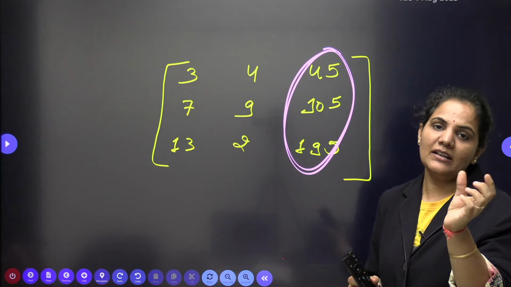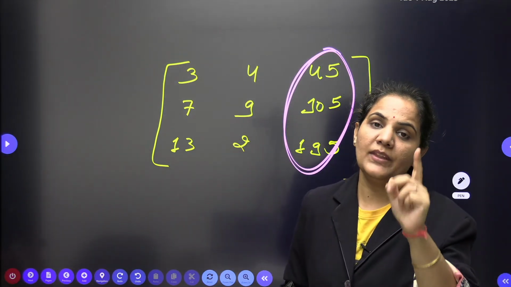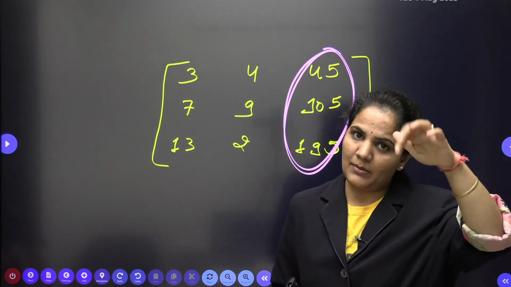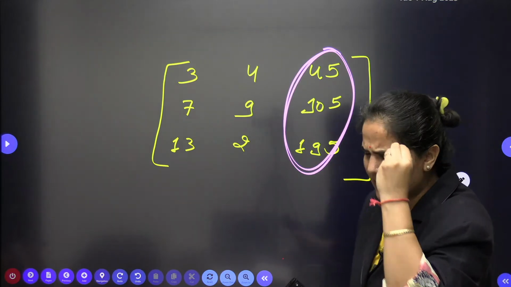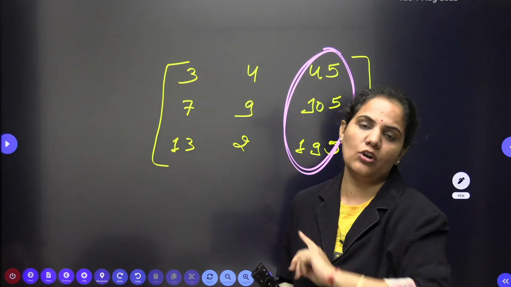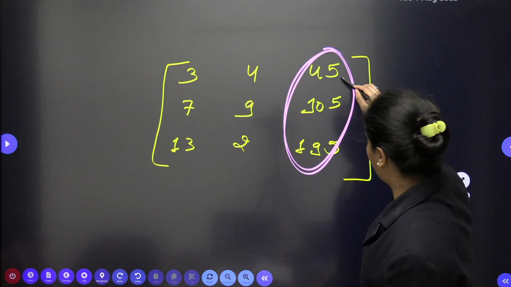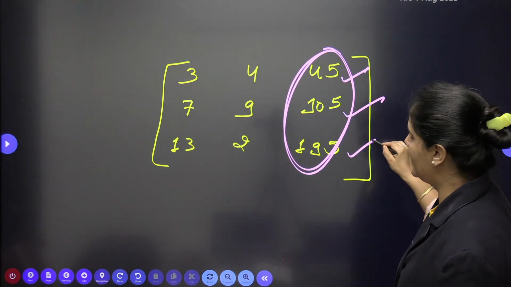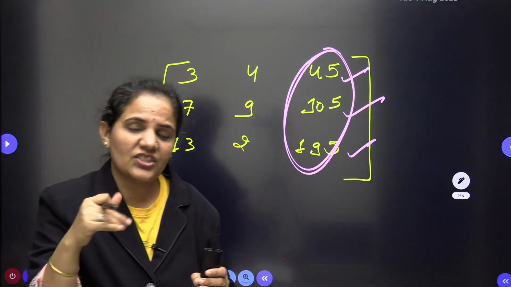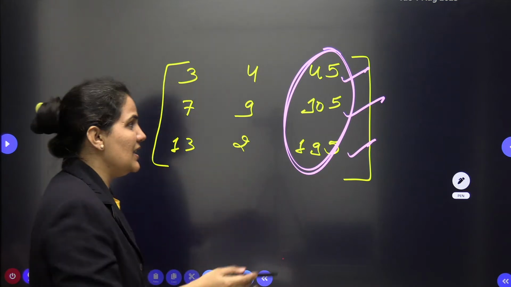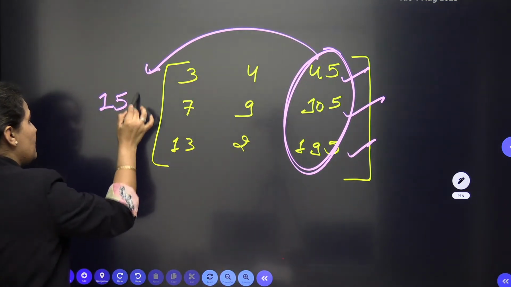So 100% we can take something common from this third column, whatever the answer. This gives me a hint: all three numbers are ending with 5, 45, 105, 195, so something common can be taken from here, and that something can be 5. Now look at the question again, 45, 105, 195. If you look again, it can strike in your mind that I can take 15 common.